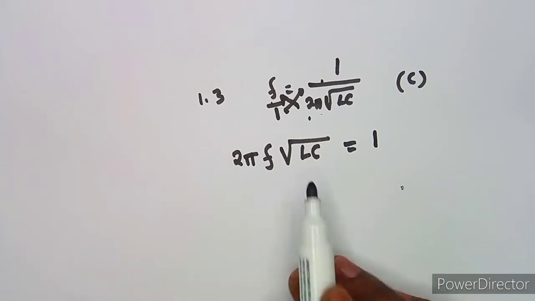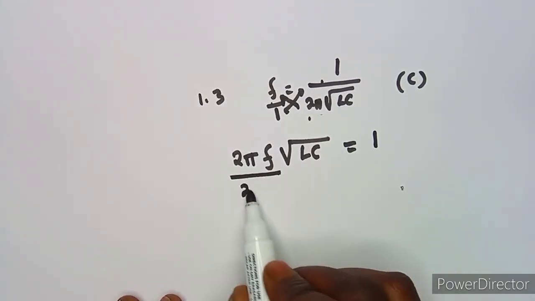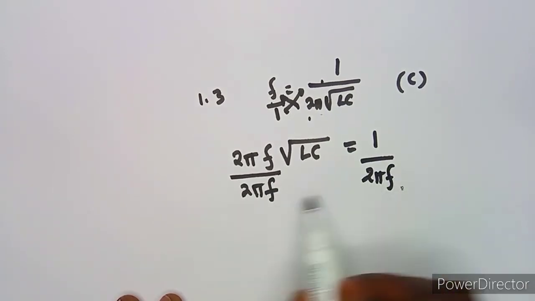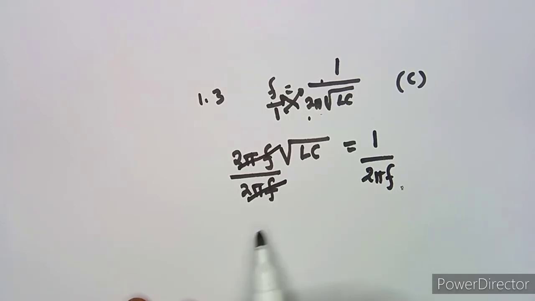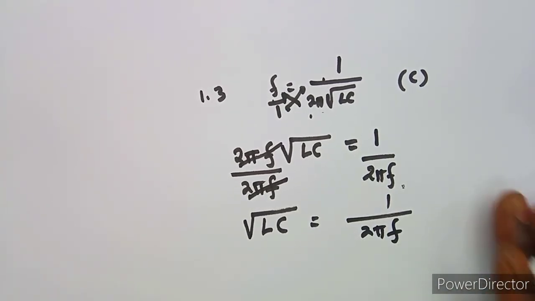So before you get rid of the square root, you can maybe remove this 2 pi f. So you can just divide by 2 pi f on both sides. So this is going to cancel. So you've got the square root of LC, which is equal to 1 over 2 pi f. All right, now you can remove the square root.